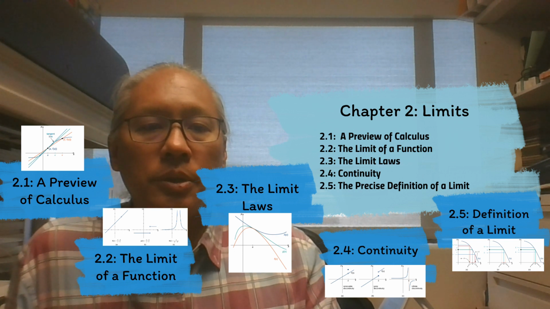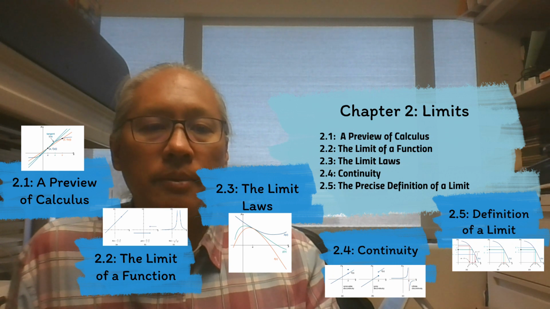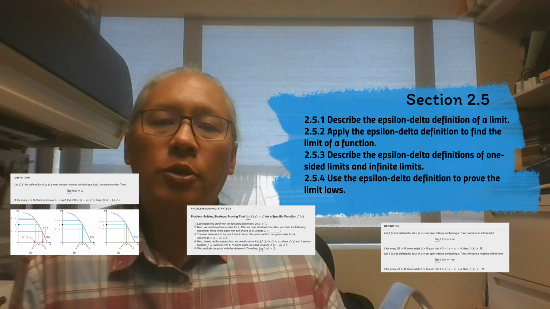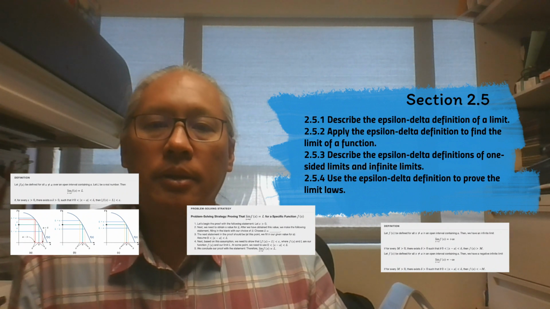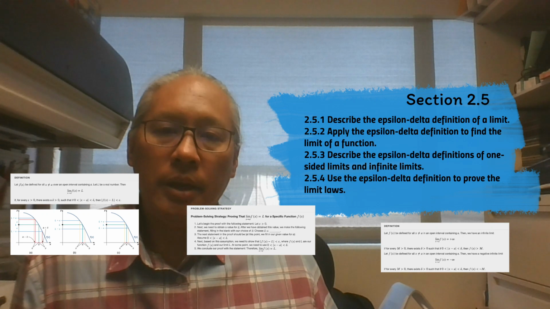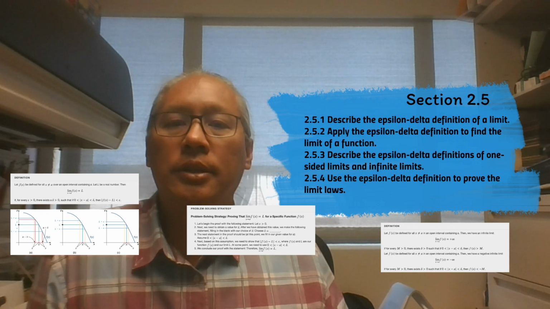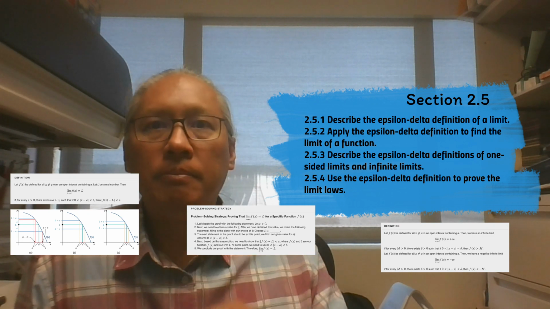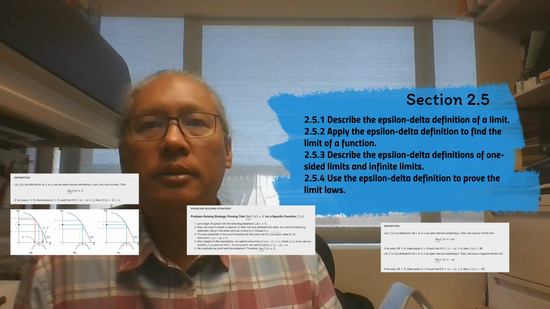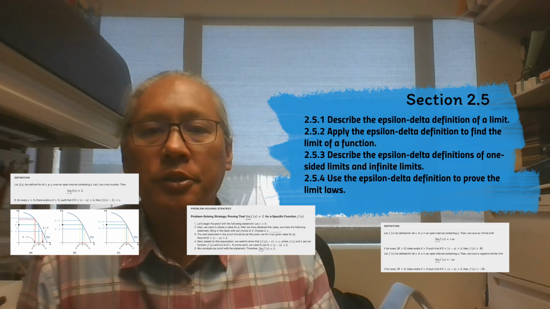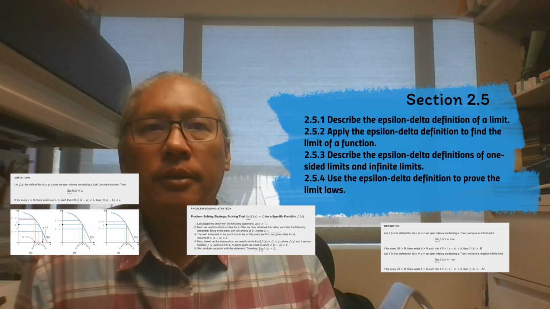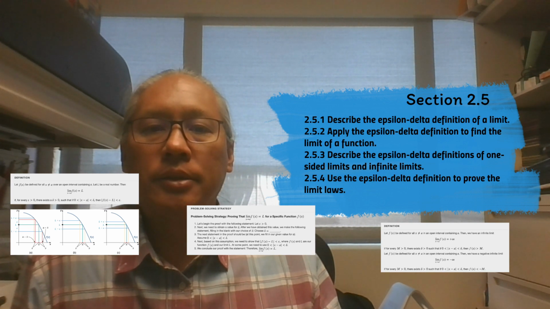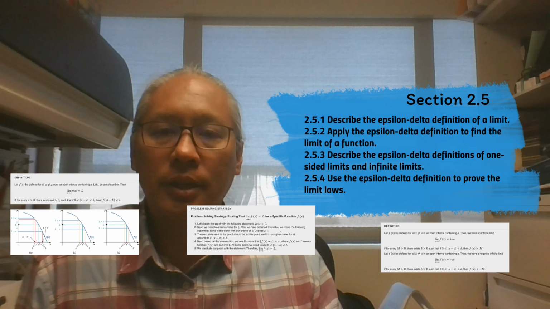In this video, we will take an overview of section 2.5. This is the formal definition of a limit. Formal means a mathematically structured definition that does not really rely on graphs or numerical values. The idea behind limits requires a mathematical sense of thinking.